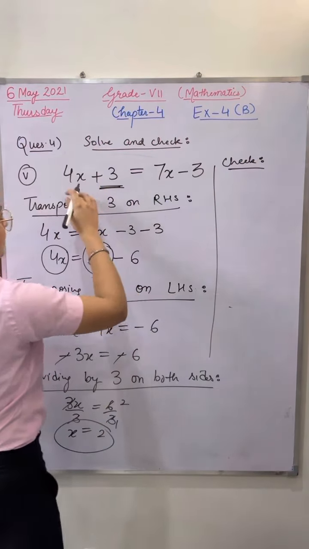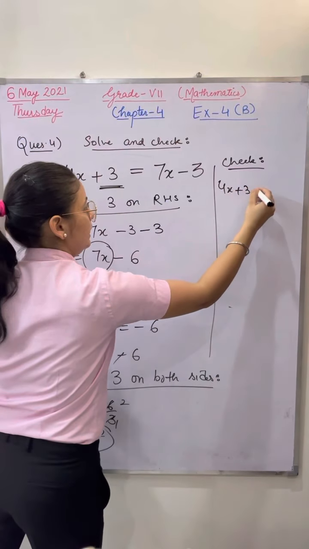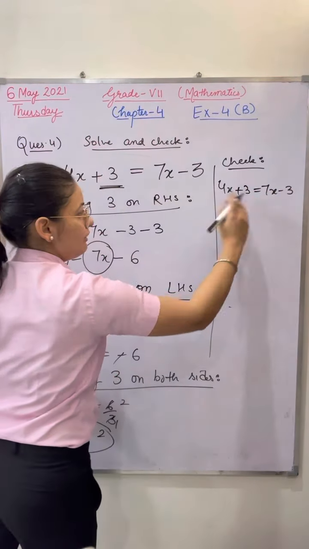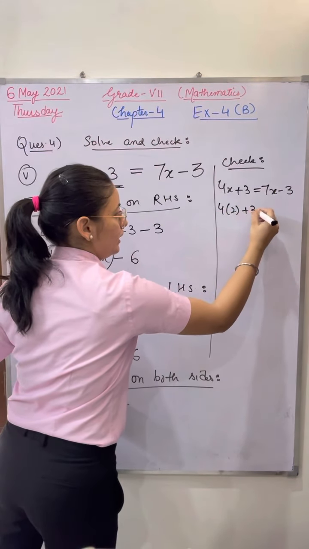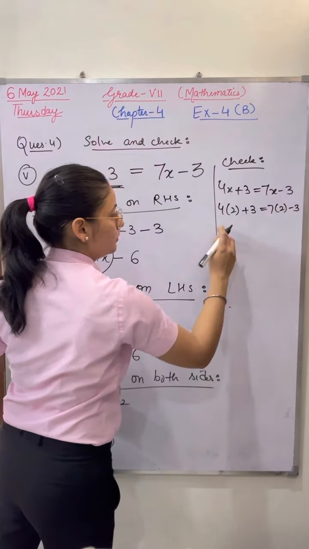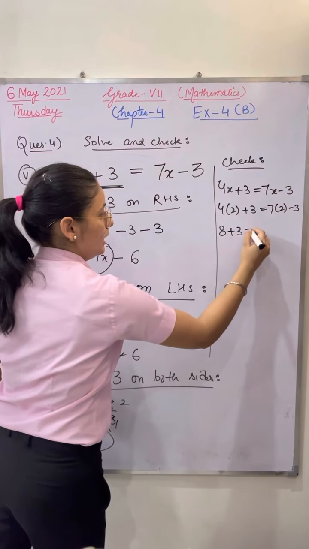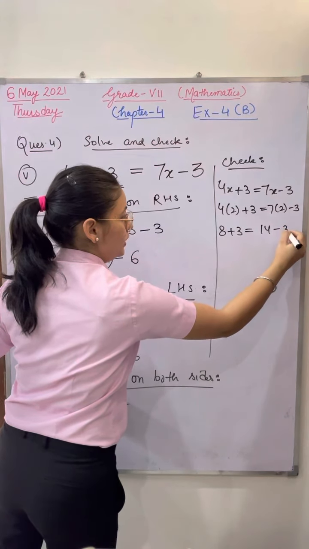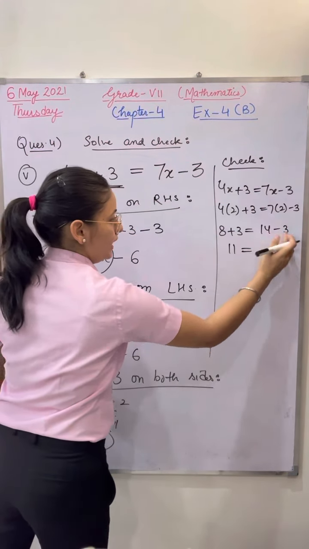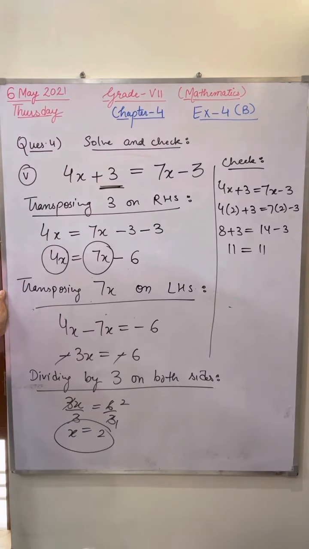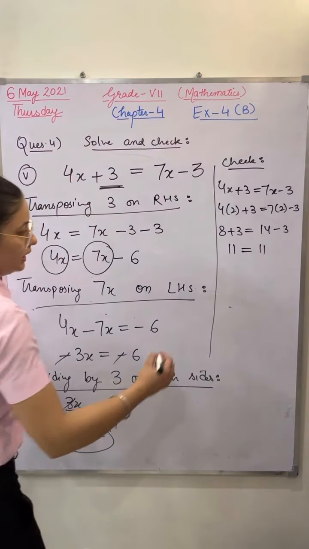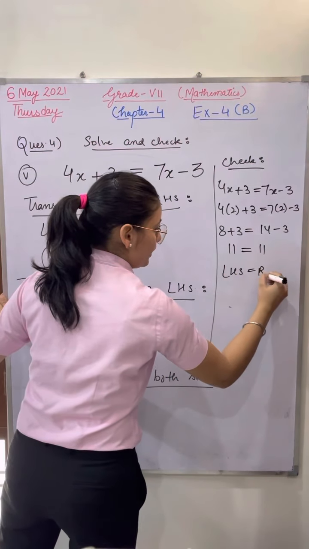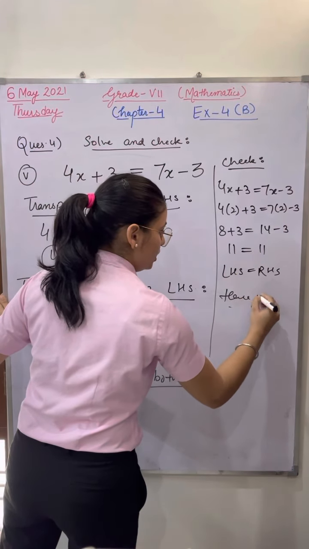You can check your question, that is 4x plus 3 is equal to 7x minus 3. Put the value of x on both sides. x value is 2. 4 into 2 plus 3 is equal to 7 into 2 minus 3. 4 2s are 8 plus 3 is equal to 7 2s are 14 minus 3. 8 plus 3 is 11. 14 minus 3 is 11. Both are equal. Okay. Deepak. Now left hand side is equals to right hand side and hence you have verified your question.